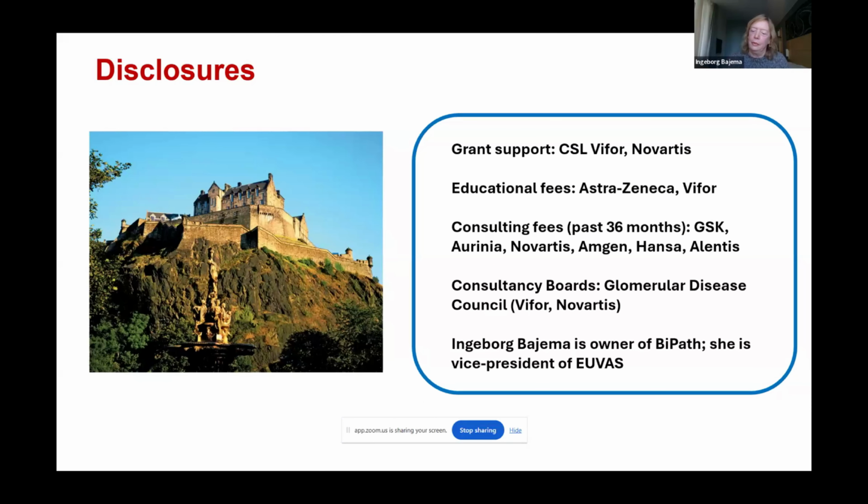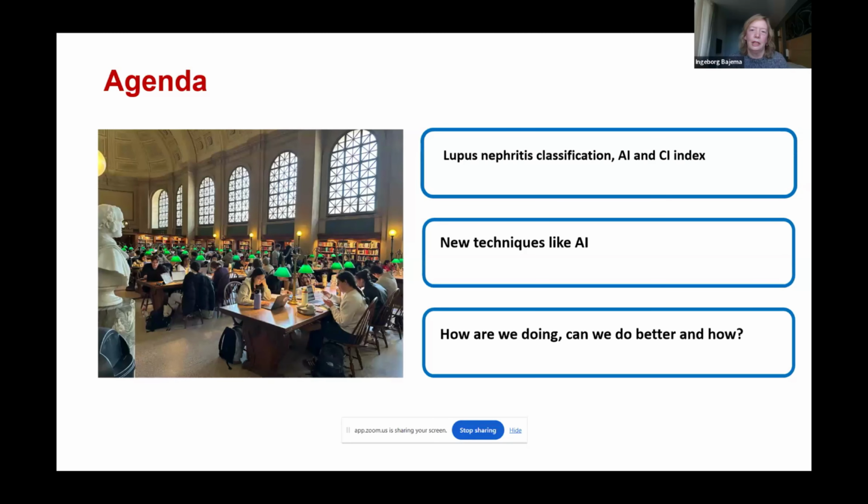But meanwhile, you can have a look at my disclosures, and then I will give you a short agenda of what I'm going to talk about. This is all going to be about lupus nephritis classification, the indices for activity and chronicity. I'm going to discuss some new techniques like artificial intelligence. And on the whole, I think that the red line of my talk is how are we doing? Can we do better? And how?